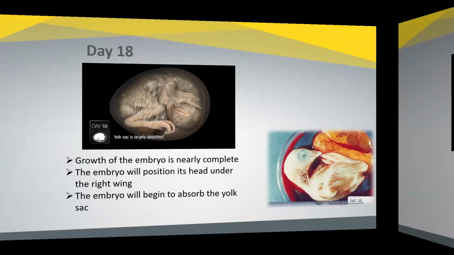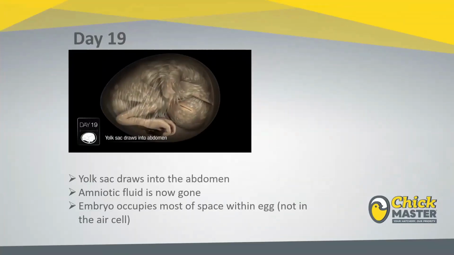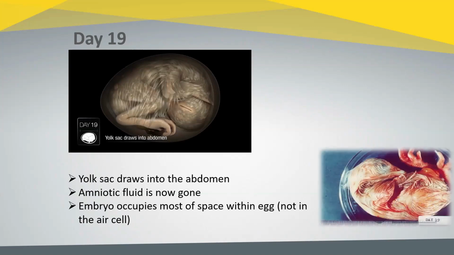Day 19, the yolk sac generally finishes being drawn into the abdomen. The amniotic fluid is now gone, and the embryo occupies most of the space within the egg. Yet it's not in the air cell yet, but it does occupy most of the space within the egg.